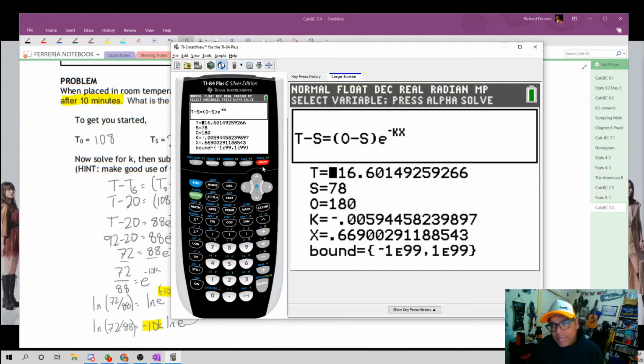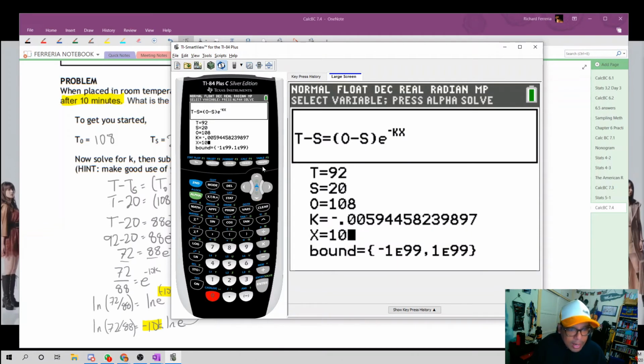So let's pretend I didn't know what the value of K was. And as you can see, this value of K is incorrect. So after 10 minutes, the temperature was 92. The surrounding temperature is 20 degrees. The original temperature was 108. I don't know K, but this all happened at X equals 10. So I'm going to put my cursor now on K.